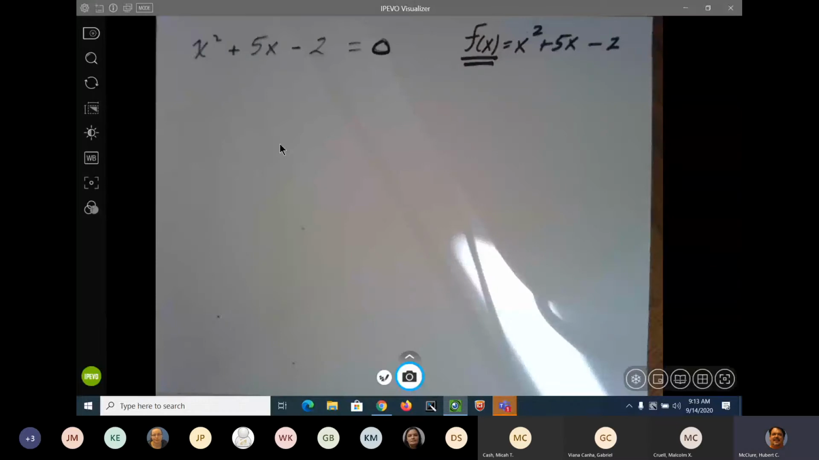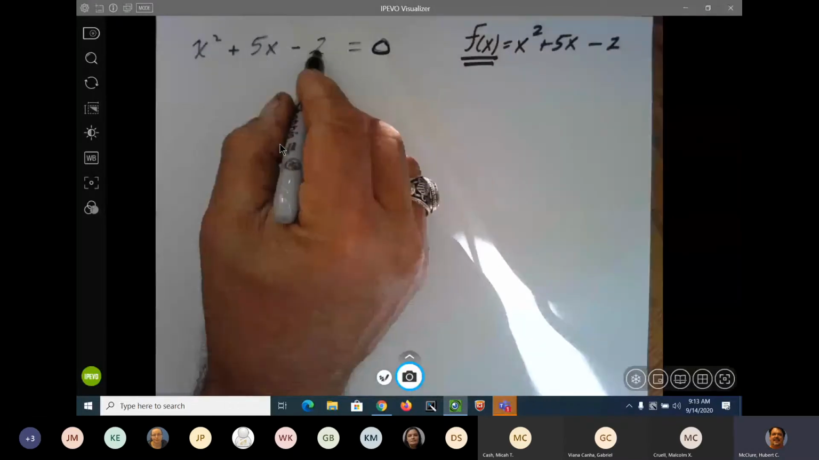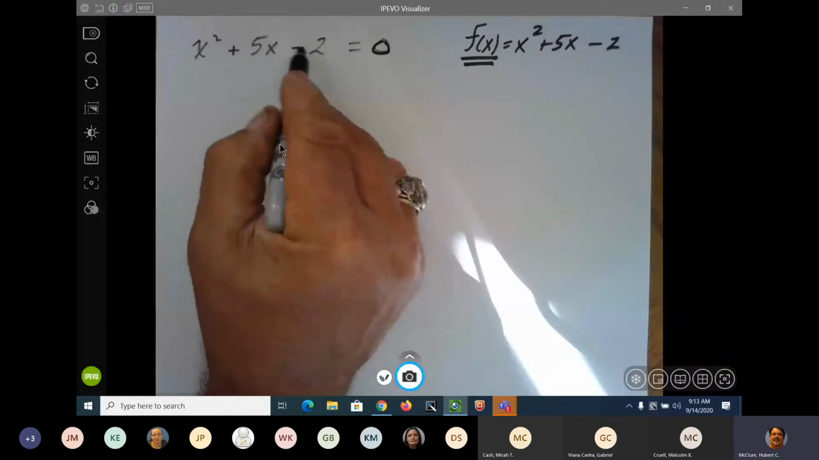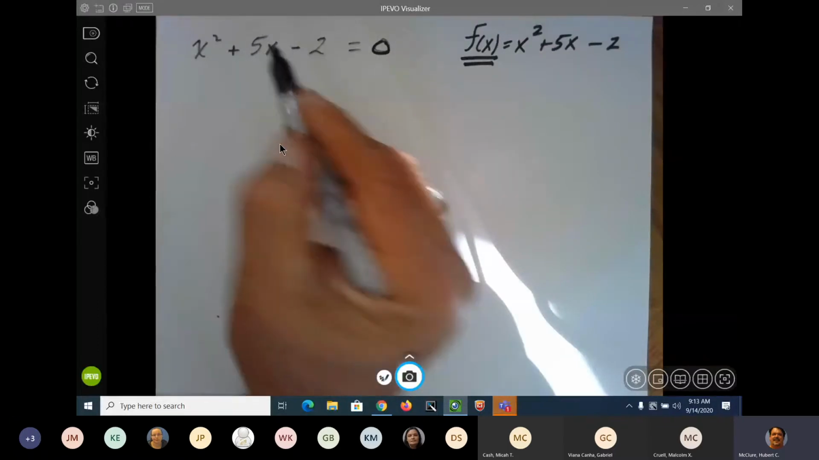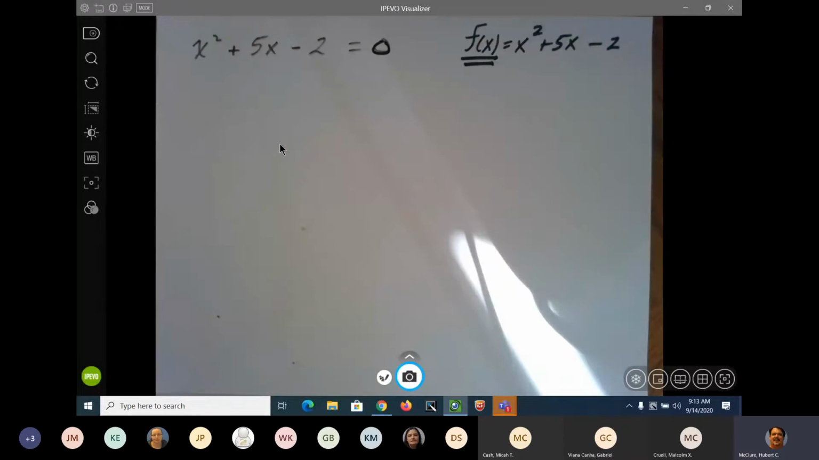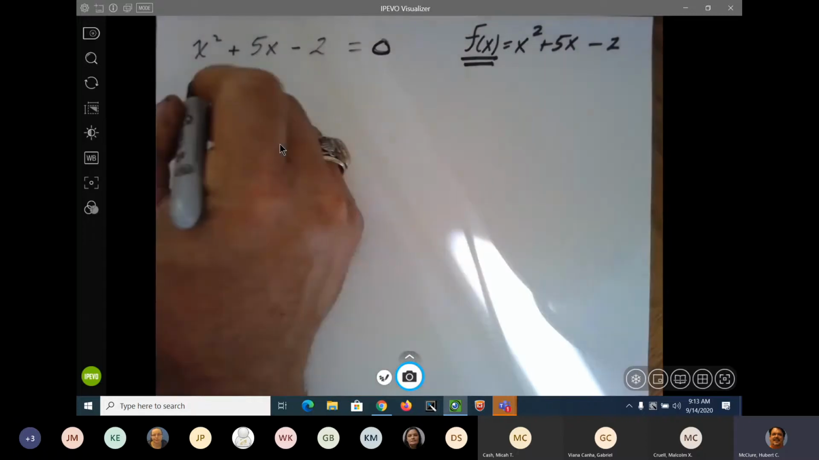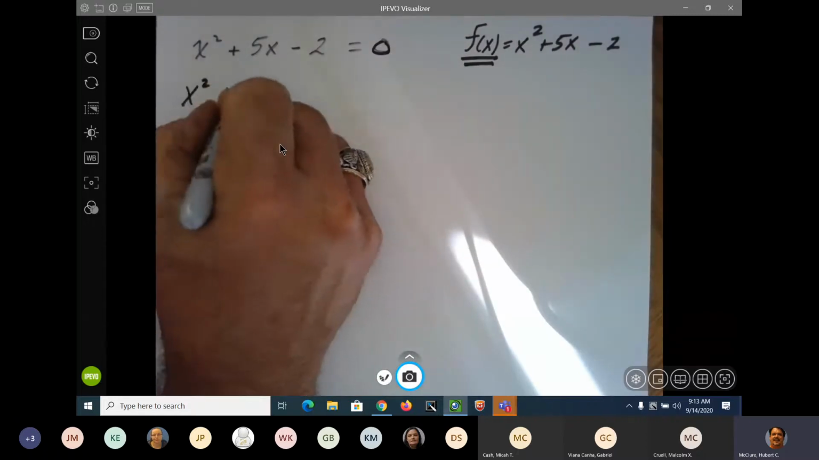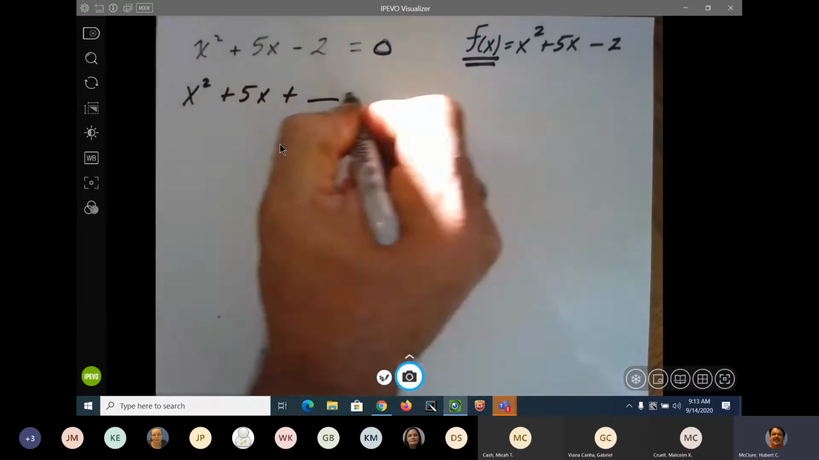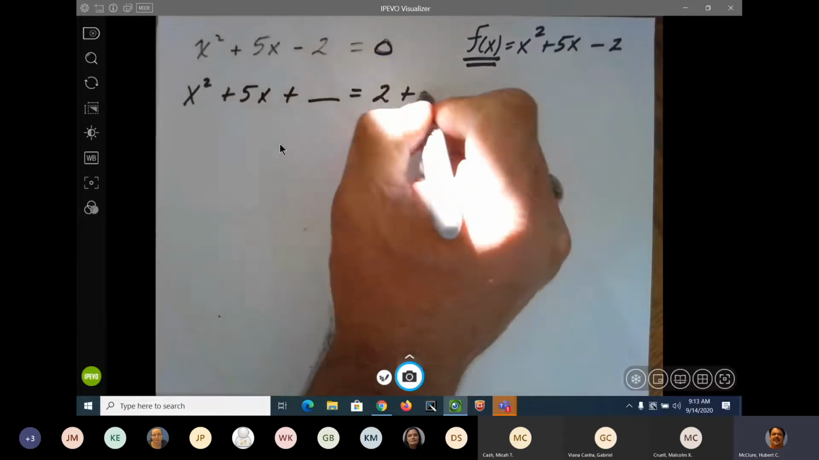Okay. And now we're going to complete the square, because 1 times 2, if you add those 2 products, they will never give you 5. 1 and 2 will give you a 3 and a 1. So this is not factorable. So you're going to have to depend on the complete the square method. So here we go. Let's do it. First of all, I'm going to move 2. x squared plus 5x plus blank is equal to 2 plus blank.